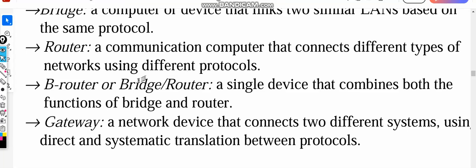B router or bridge router is a single device that combines both the functions of bridge and router.